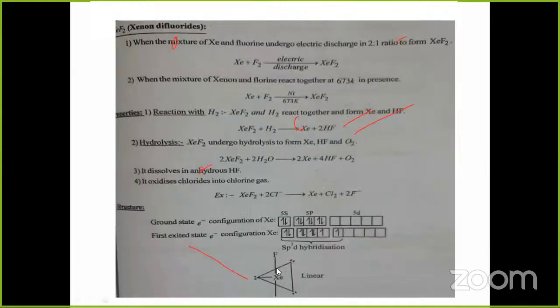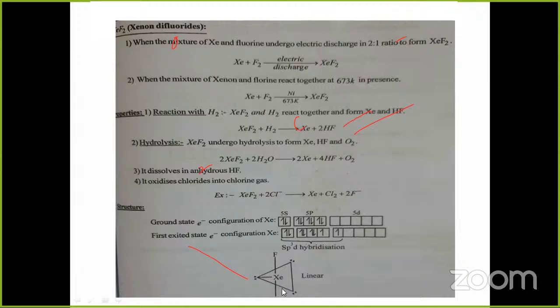Now you see the structure. This is the ground state electron configuration of xenon, 5s2, 5p6, 5d0. The first excited state of xenon, 5s2, 5p5, 5d1. So one s orbital, 3 p orbitals, and 1 d orbital combine together to form sp3d hybrid orbitals. And the sp3d hybrid orbitals react with 2 halogens, giving xenon difluoride. So in xenon F2, this is the central xenon having 2 fluorines and 3 lone pairs. Therefore, the xenon has 2 sigma bonds and 3 lone pairs.